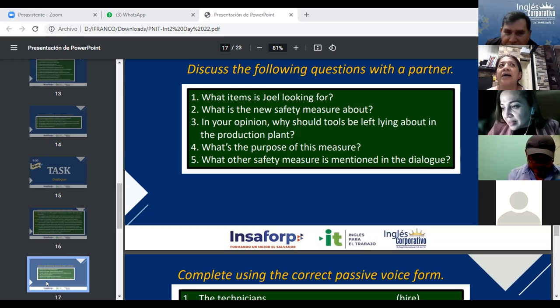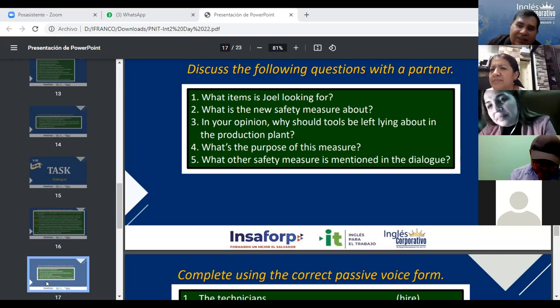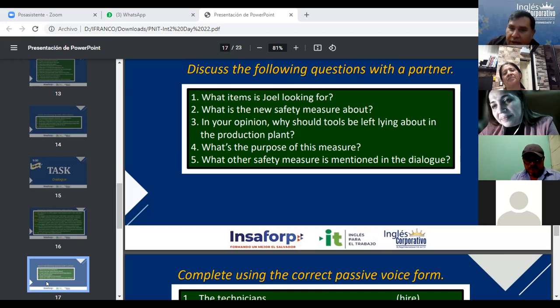Why should tools be left lying about in the production plant? Why should they leave them like that? I mean, there's no reason. I believe that this question is that type of question that the answer is not necessary, like when you say, the sky is blue, isn't it? And you don't need an answer, right? Then the same happens here. There's no reason, right? No reason.